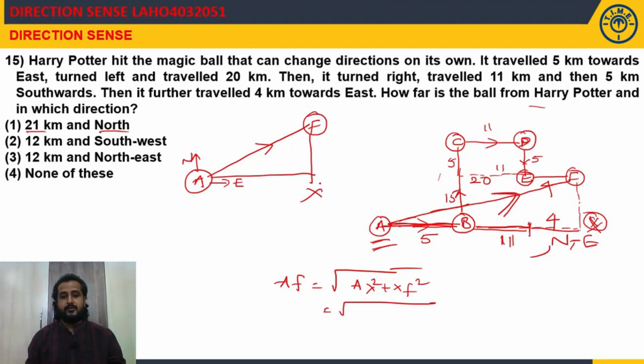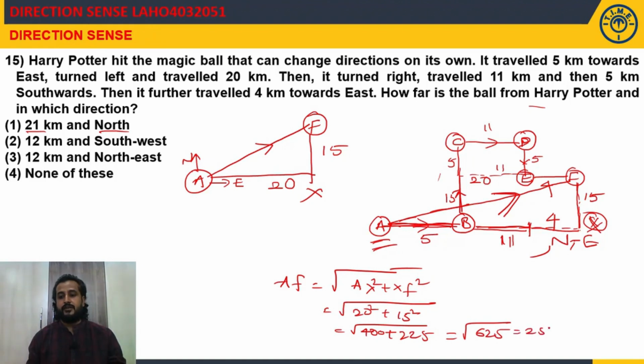So AX square is equal to how much? 20. Now FX square, this distance, it is how much? 15. So AX square, 20 square, FX square, 15 square. 20 square is 400, 15 square is 225. So together under root of 625, which is 25 square. So under root of 625 is 25.